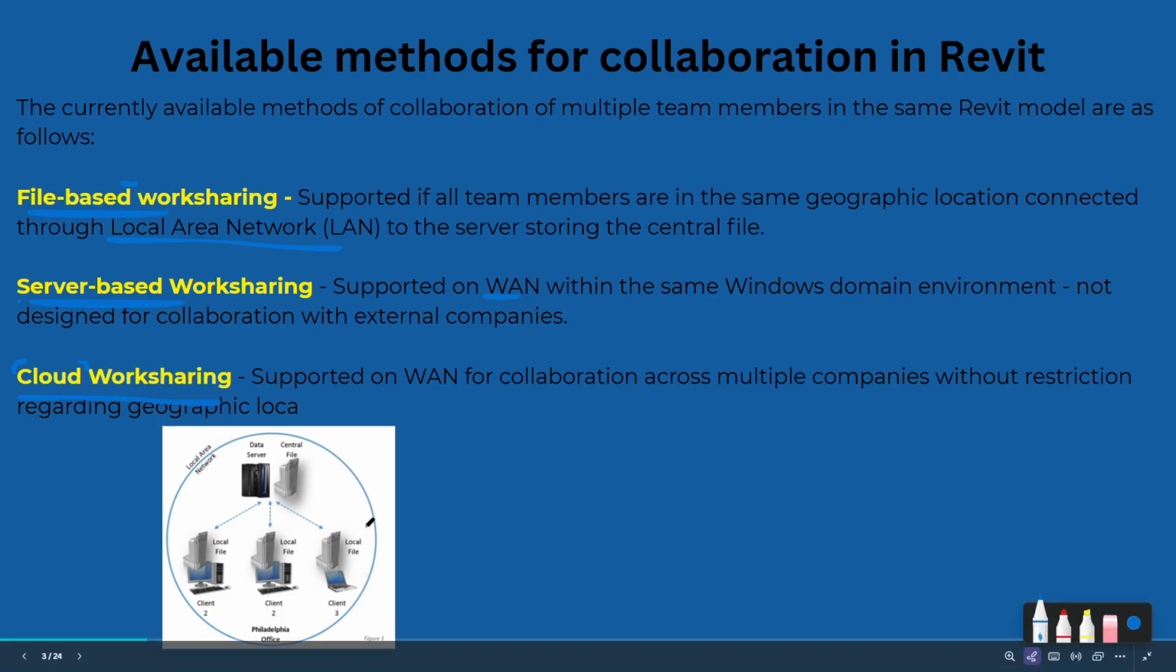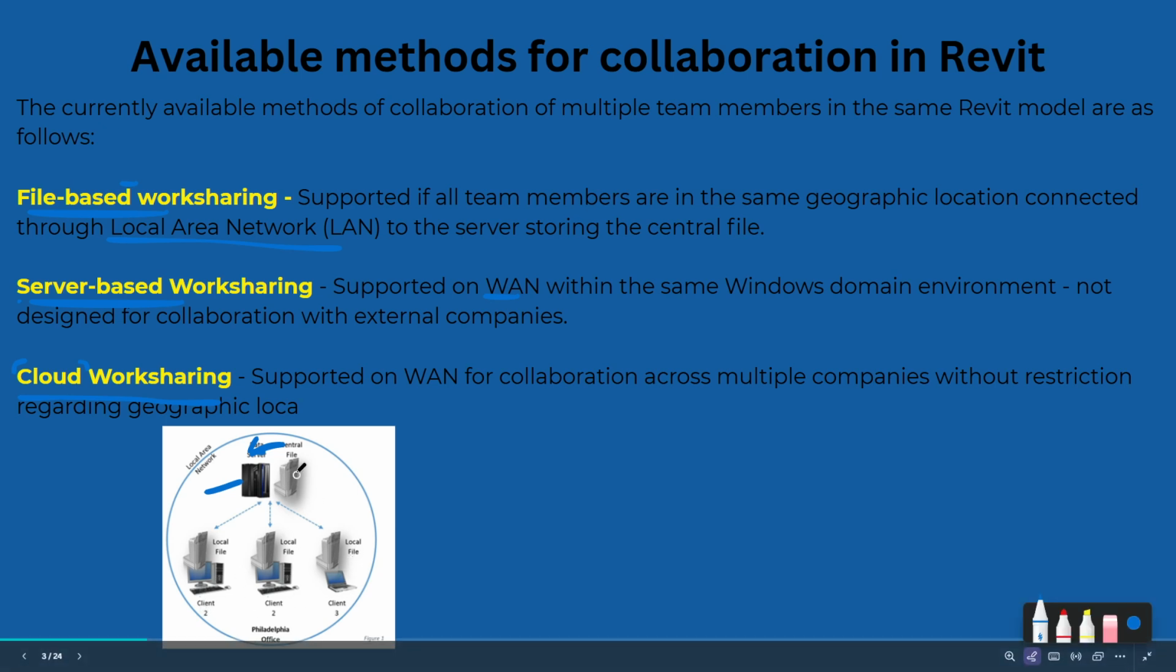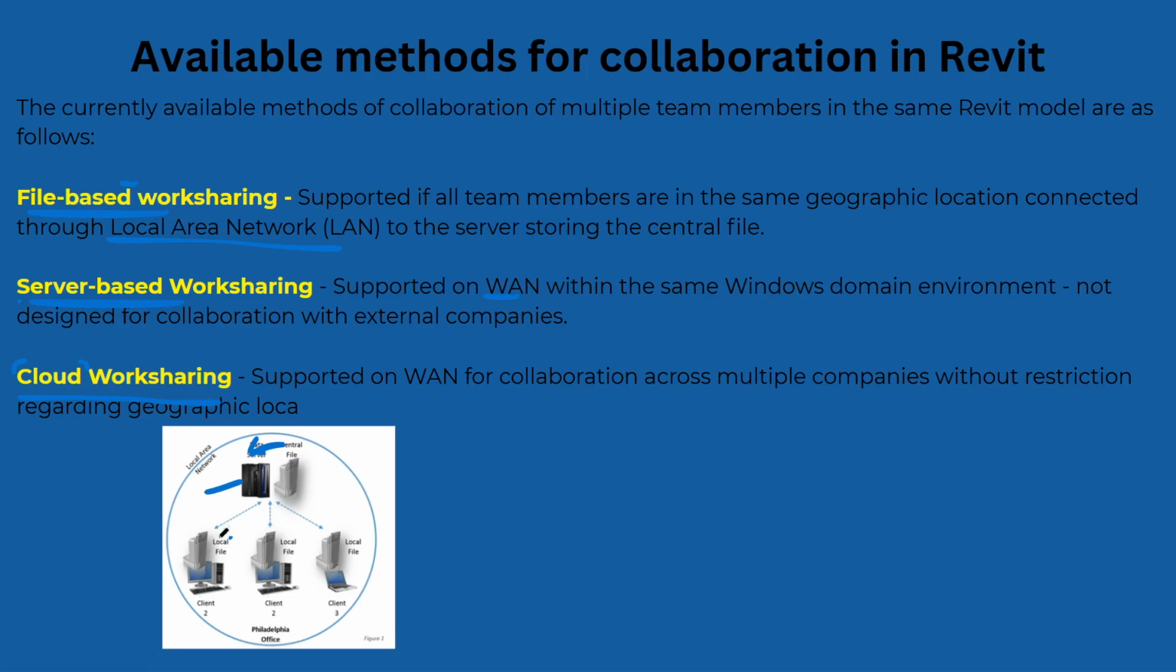You can see this one small example of a local area network, where you have server racks and a central model stored in that, and people working on the central file. Whenever you open a Revit central file, you will be working in a local file. When you finish updating stuff, you transfer that data to the central file through a process which we call synchronization.